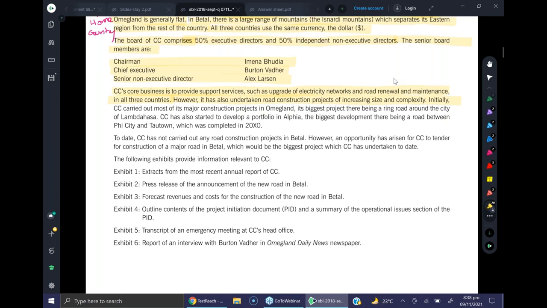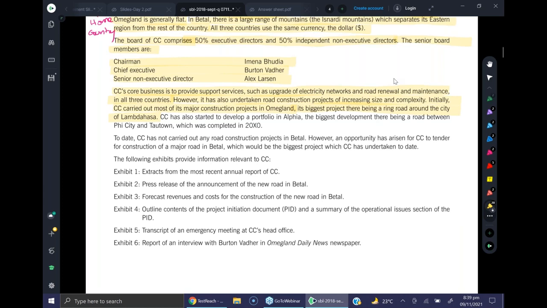Further, it says initially CC carried out most of its major construction projects in Omegland. Its biggest project there being a ring road around the city of Lamdasha. So they're telling you about the company's current work and how they are performing, if they are growing or not, etc. So just to make you familiar with the business environment.